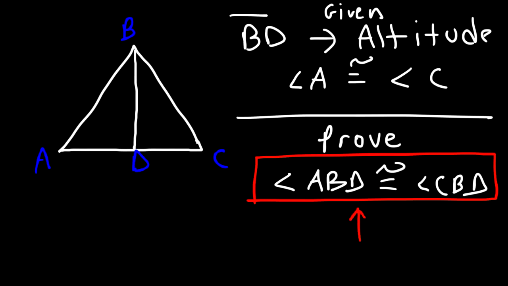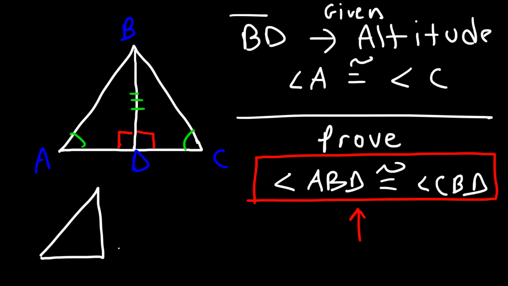So first, let's mark down what we know. Angle A is congruent to angle C. And so that's given. Now, BD is an altitude. What do we know about altitudes? Altitudes, they form right angles. So angle ADB is congruent to angle CDB. Now, in addition, triangle ADB shares a same side with triangle CBD.